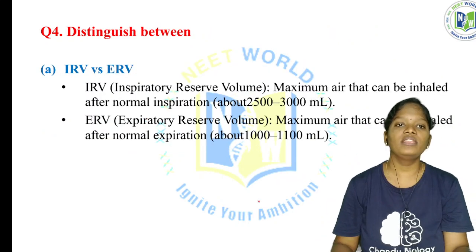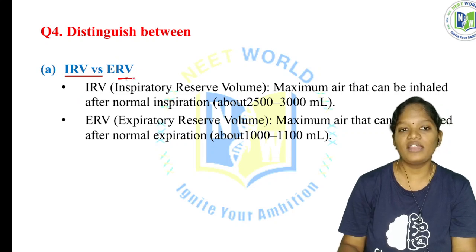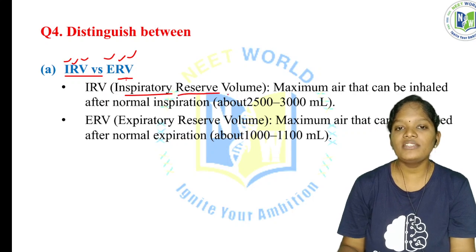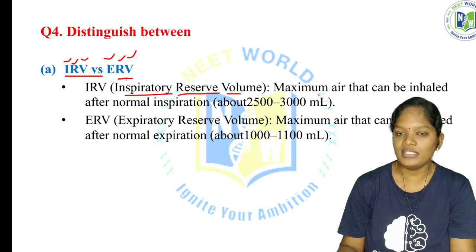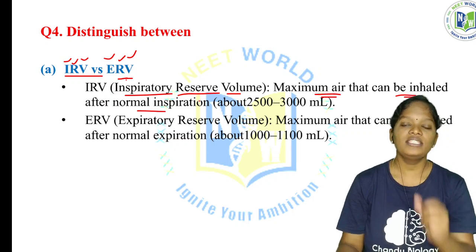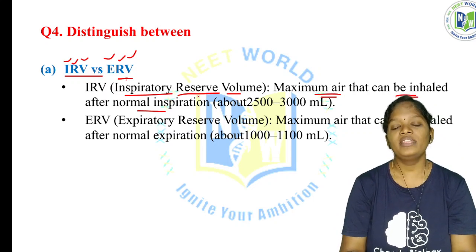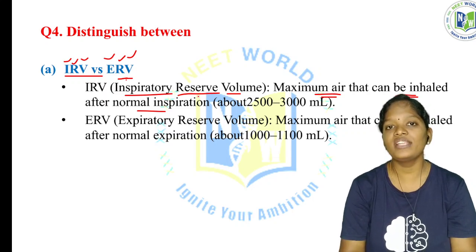Okay, so now the important question is to distinguish between IRV versus ERV, which means inspiratory reserve volume and expiratory reserve volume. Inspiratory reserve volume means the maximum air that can be inhaled after normal inspiration. Say, for example, you are doing something and you are inhaling and exhaling air normally. This is the normal process, and this is called the tidal volume.